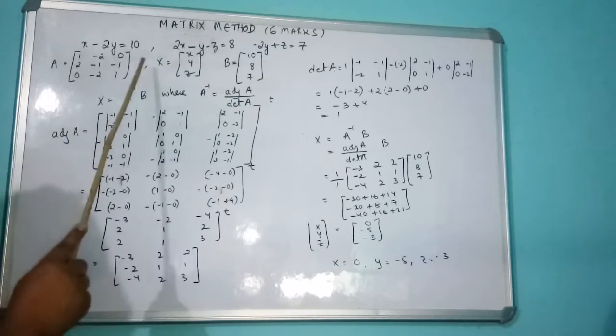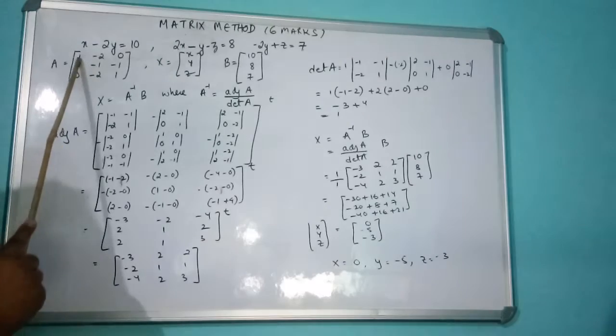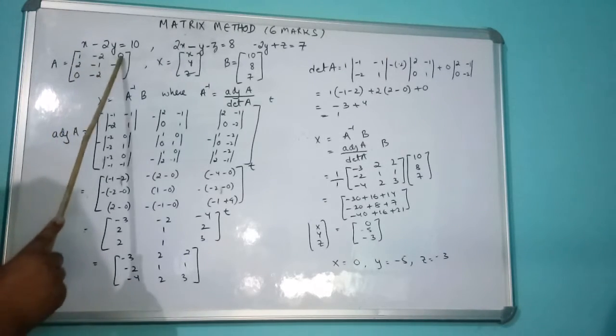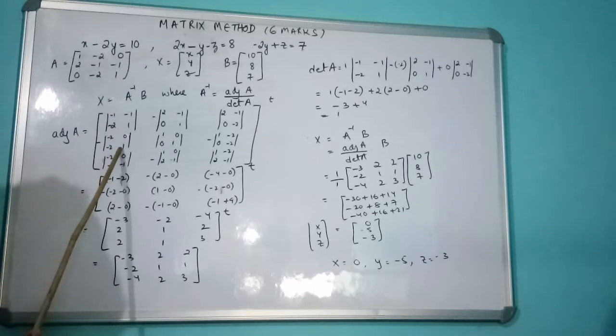Similarly, move on to the second row. What is the second row's first element? It's 2. Cover the row and column. What is left? -2, 0, -2, 1. That's what I've written out here.